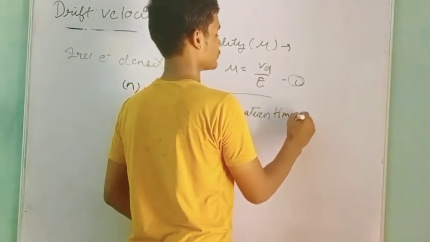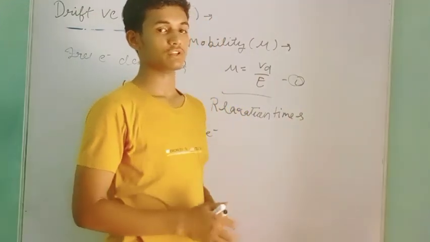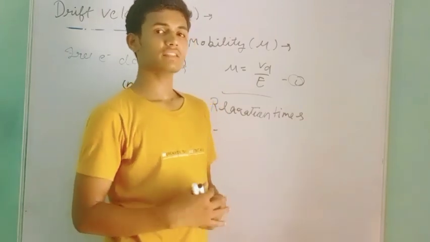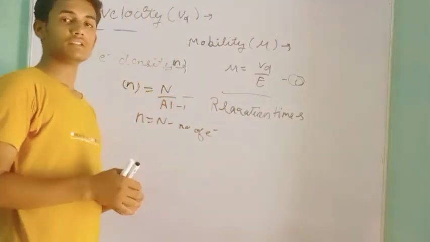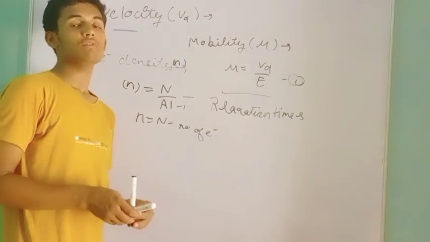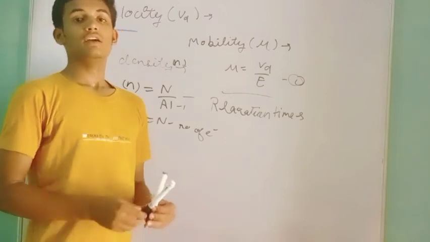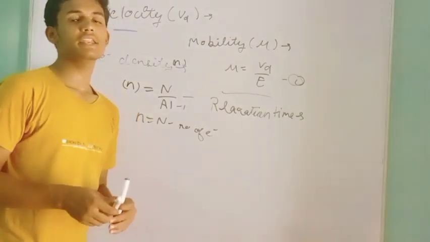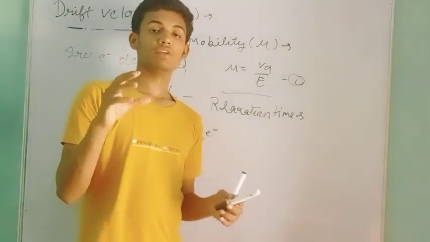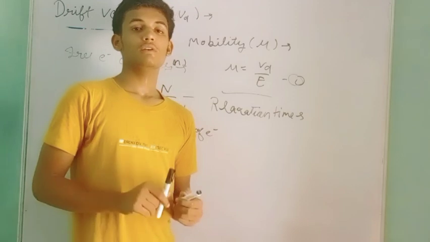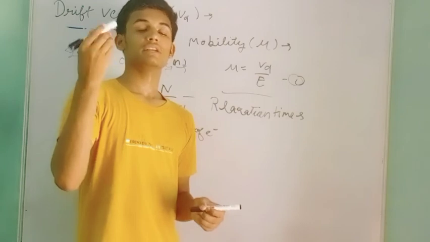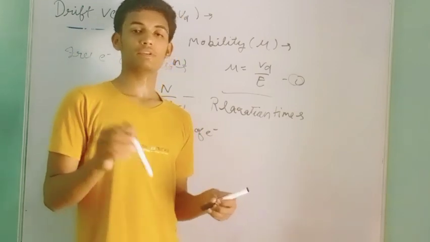relaxation time. The time difference between two consecutive collisions is called relaxation time. That collision is between ions and electrons. Why do ions come here? Because in any wire there are ions present. Like when we take a conductor, in liquid form we take HCl. When we dissolve it, the ions Na plus and Cl minus are produced, and the electrons collide with those ions. The time difference between two consecutive collisions, when electrons collide with Na plus and then again with Na plus, is called relaxation time.